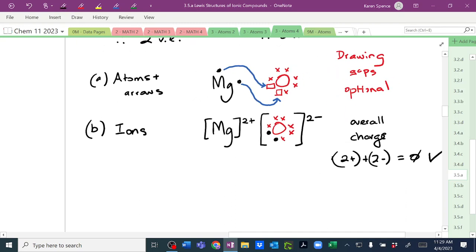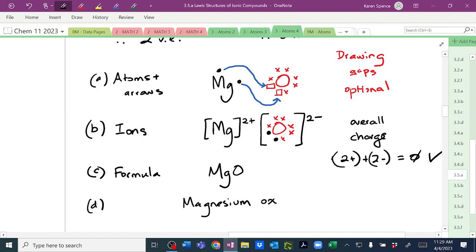Okay, and now we are going to write a formula for this. So that's going to be, I just have 1 Mg and I have 1 O. So that's really easy. And then I name it. Mg is magnesium. And what do I have to do with the O? I have to name it oxide.